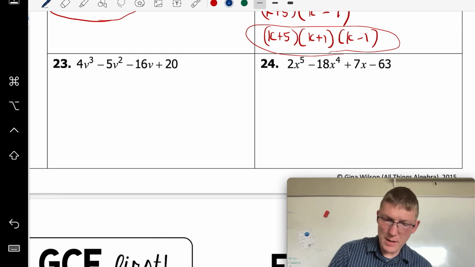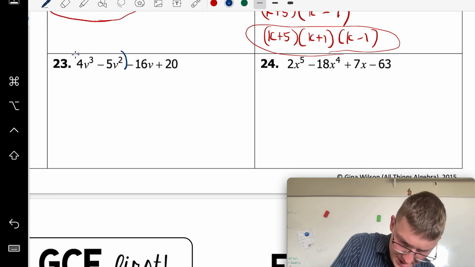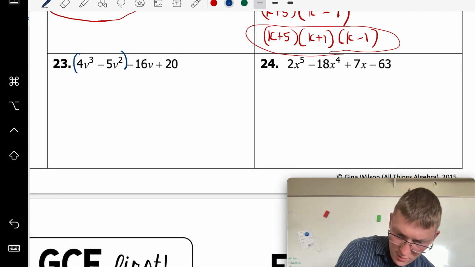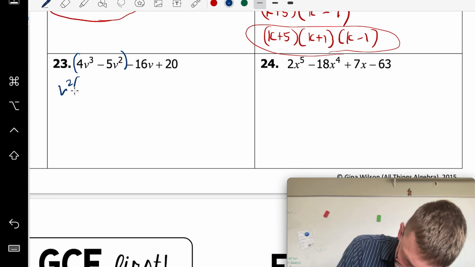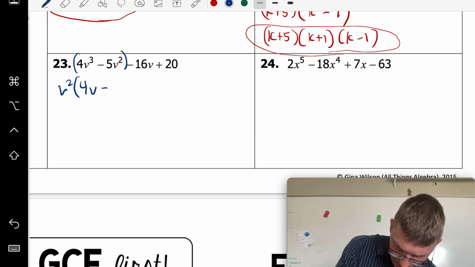So our last two problems, we are going to, again, solve by grouping. So we're going to group these guys together. Pull a v squared out. I don't see anything else that can come out. So we've got v squared times 4v minus 5.